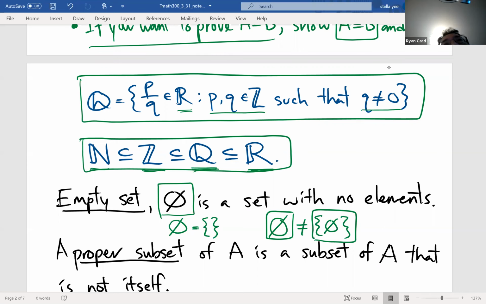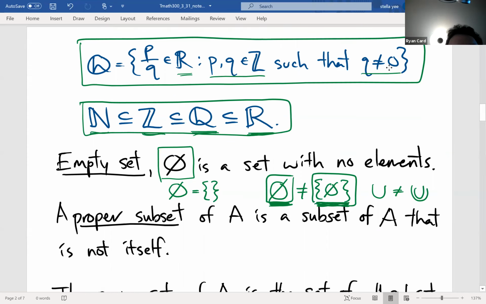You could imagine the empty set being like a bowl with nothing in it. So on the left-hand side, this is a bowl of nothing. On the right-hand side, there's an empty bowl inside of a bigger bowl, right? So that's different. An empty bowl is different from a bowl that's sitting inside of a bigger bowl.